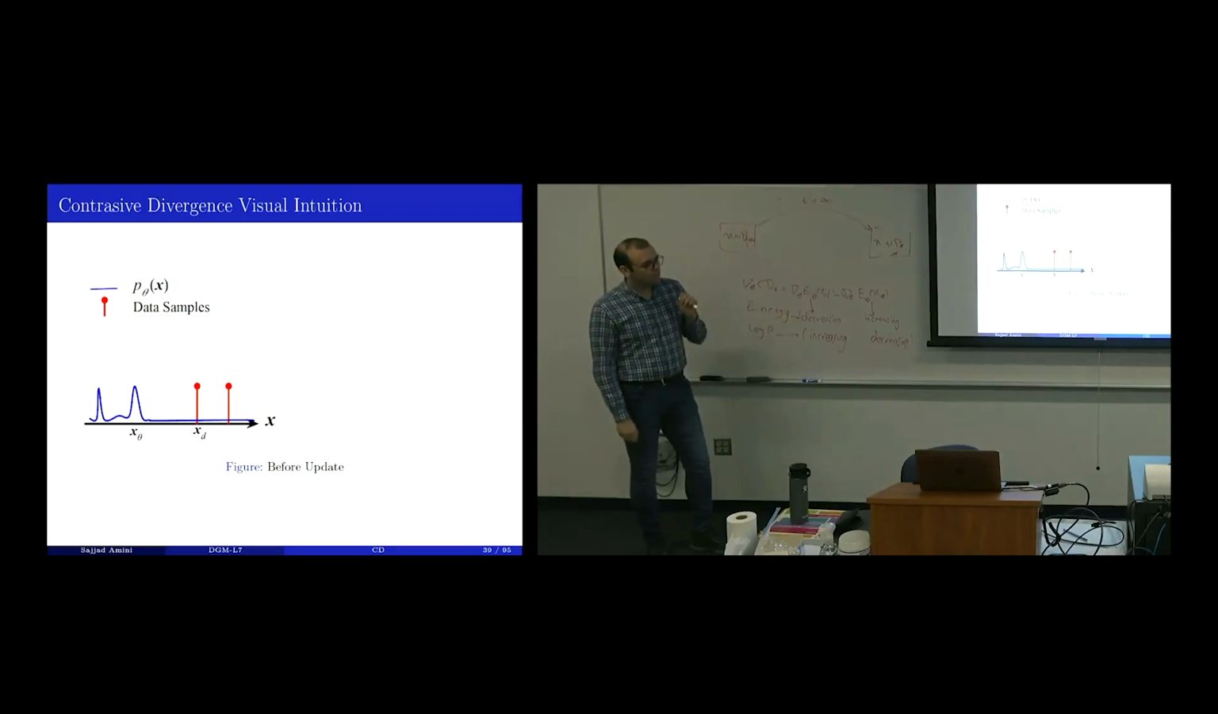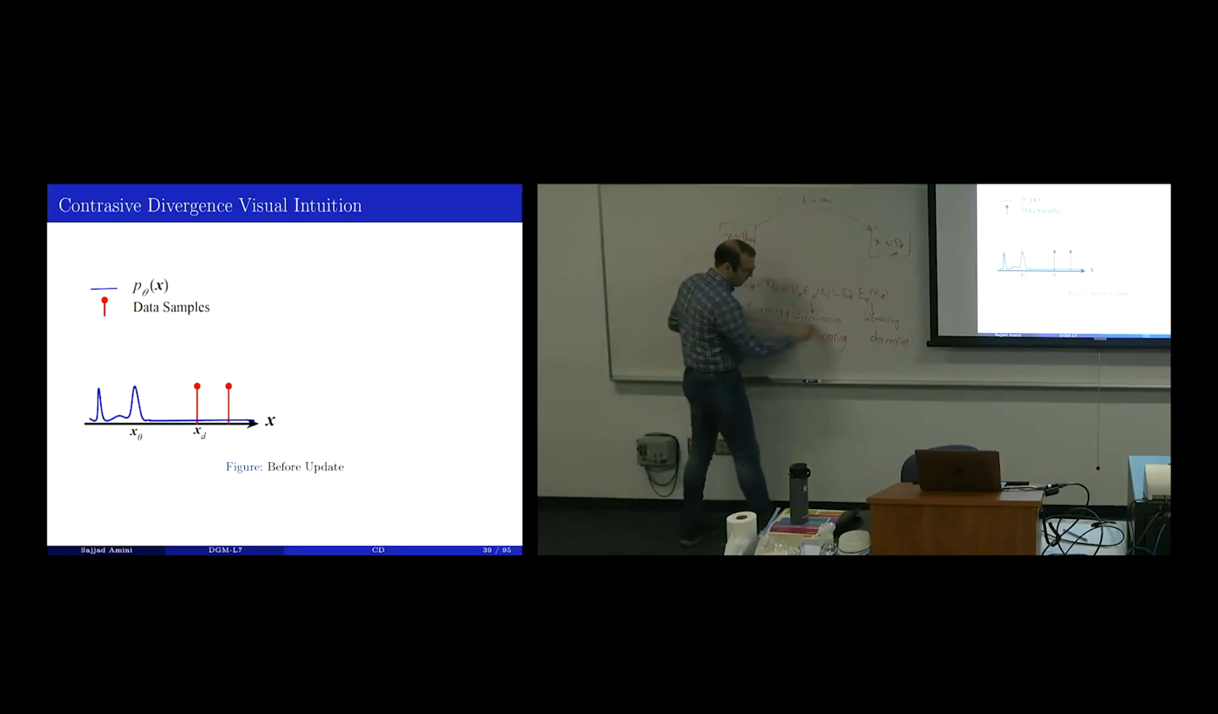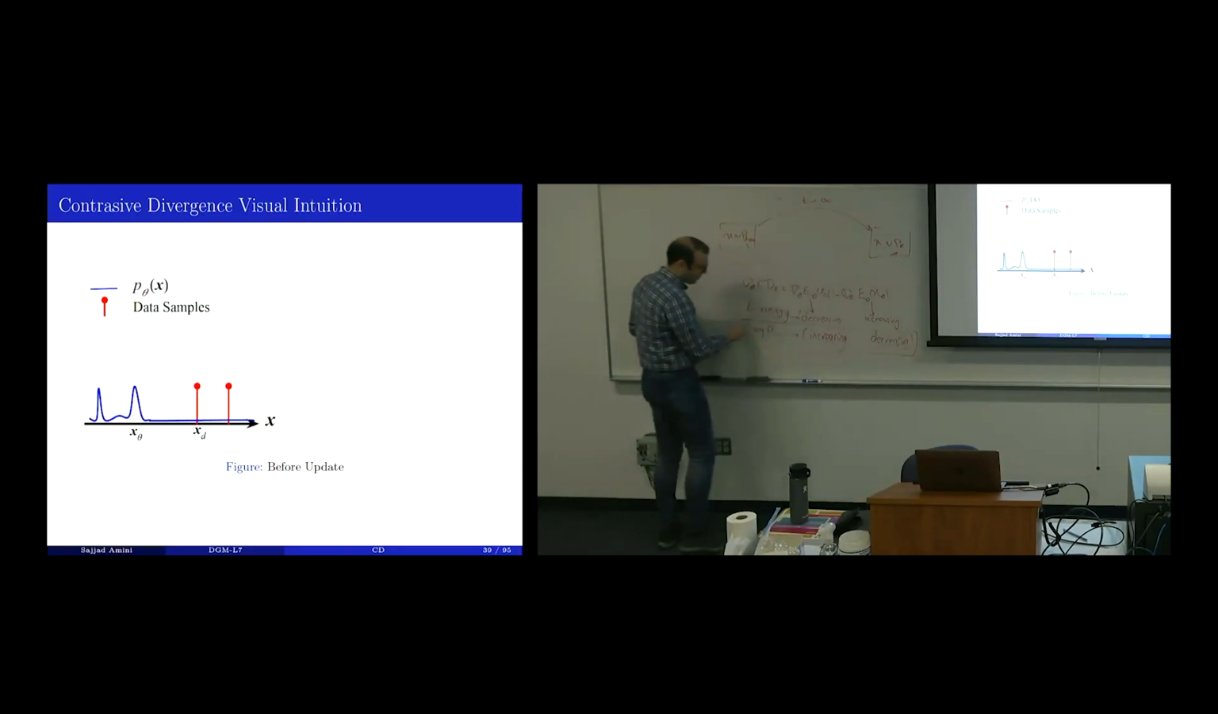Pay attention to this image. The blue one is the model. The red ones are the samples. Okay? Let's think of this gradient. What happened in terms of the log likelihood? Okay? In terms of the log likelihood.